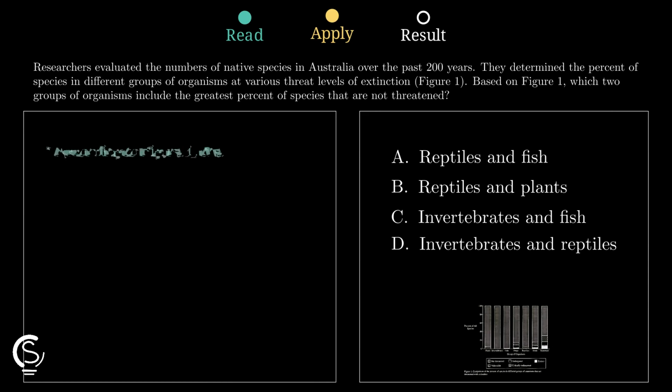Next, compare those not threatened portions across all organism groups in the figure, and watch which bars or sections are largest, because the biggest percentages identify the two groups we want.